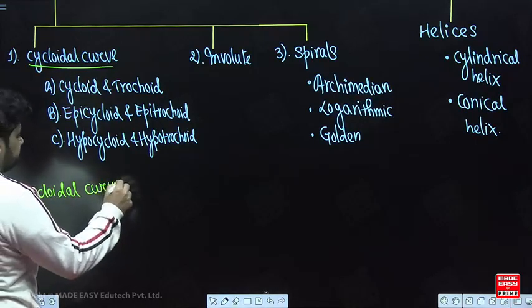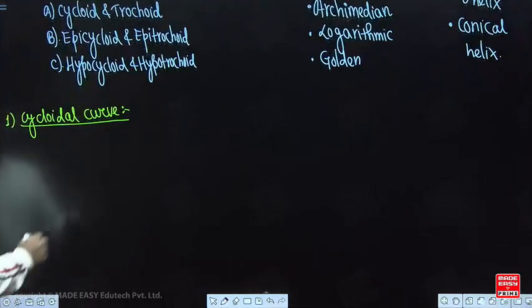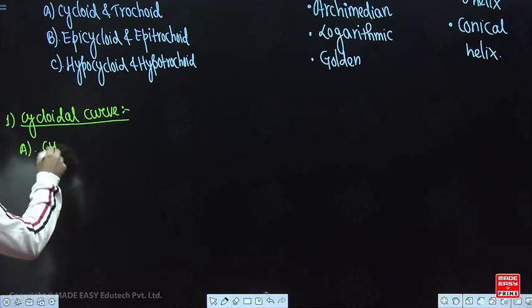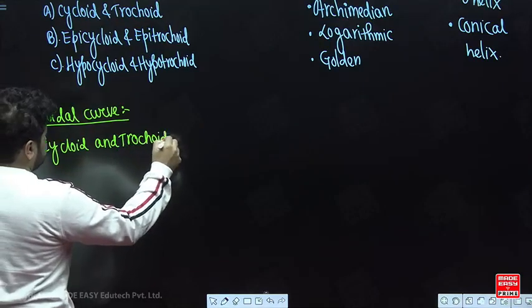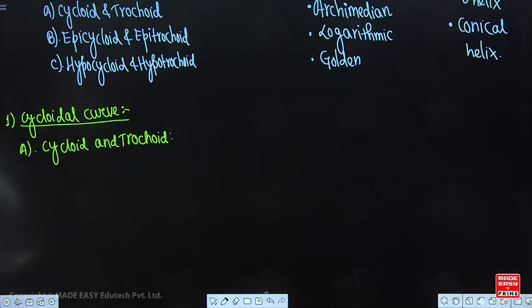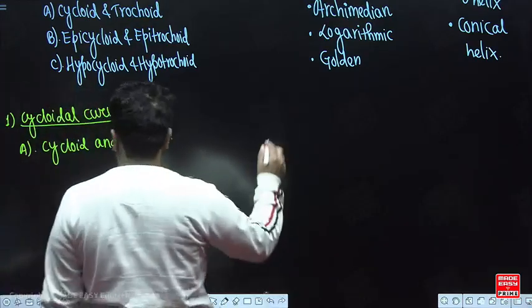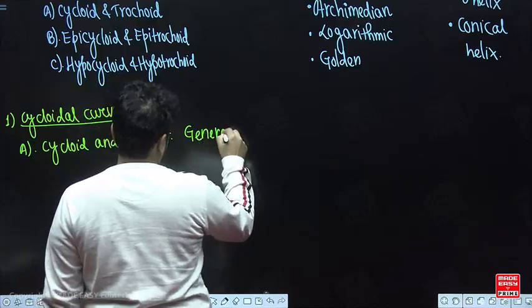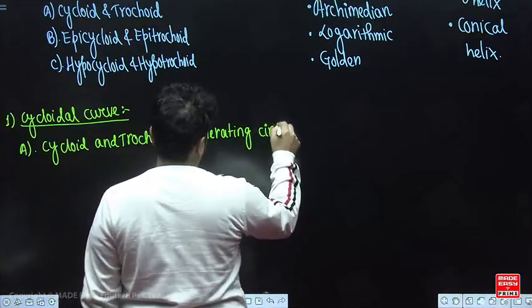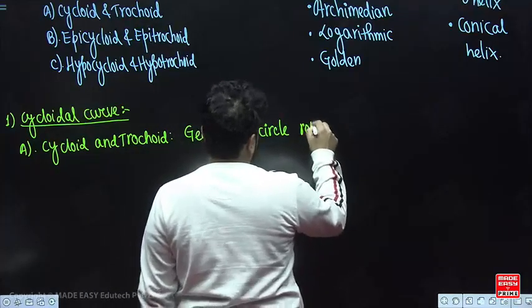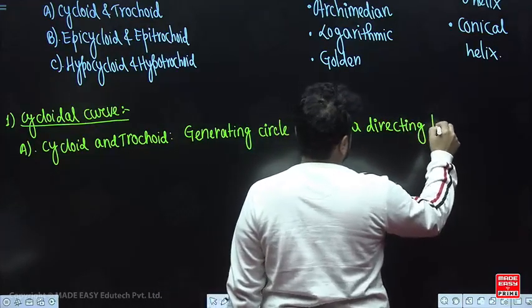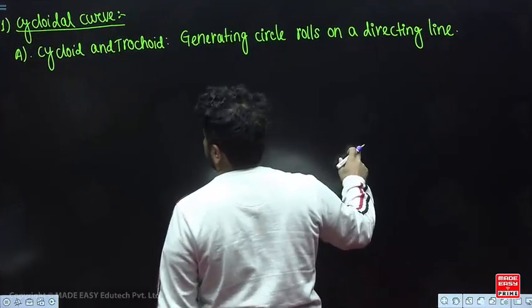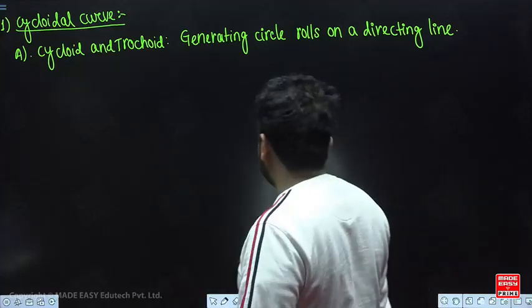Cycloidal curve, right. In the cycloidal curve, the first thing we are going to discuss is called cycloid and trochoid. Cycloid and trochoid. Right. So what is cycloid and trochoid? When is it formed? A generating circle rolls on a directing line. Cycloid and trochoid means a generating circle rolls on a directing line.